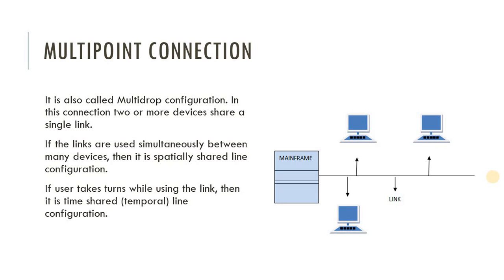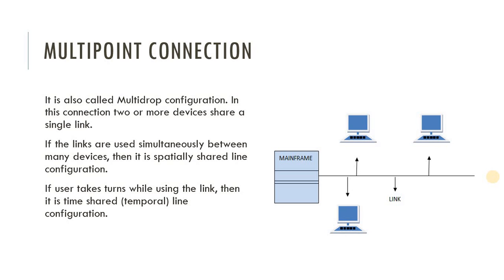We can compare this situation with our lab. In our lab we have multiple PCs, but all those PCs are connected with one LAN cable. So then it becomes the multi-point connection. So in the point-to-point connection there are only two devices, but in the multi-point connection there are multiple devices which share the same link. So more than two devices are there in the multi-point connection.